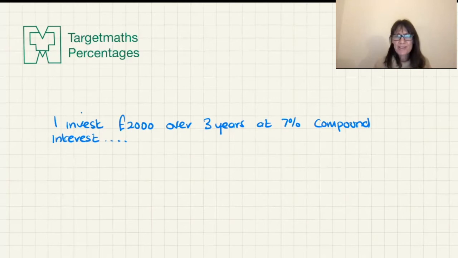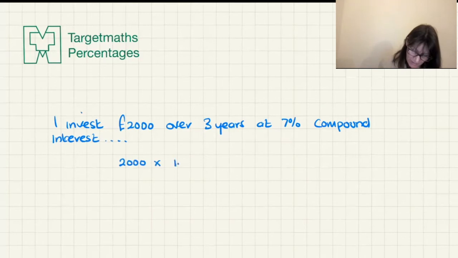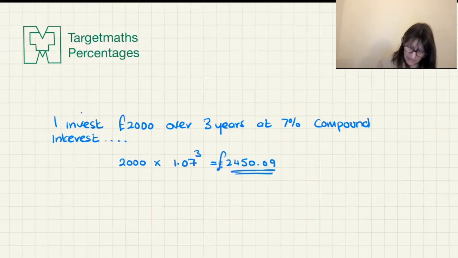So hit pause and press play. See if you have managed to remember enough to get it right first time. Okay, so it's the original 2,000 times the multiplier 1.07 to the power 3. Pop that in my calculator and I get 2450.09. So pop that pound sign in front, and that is my answer.